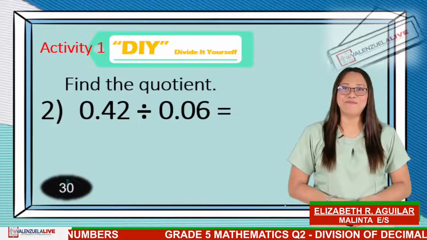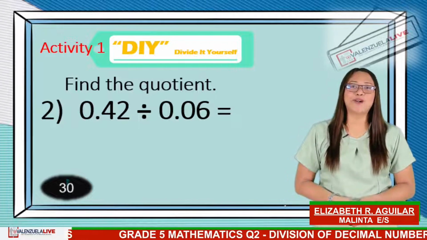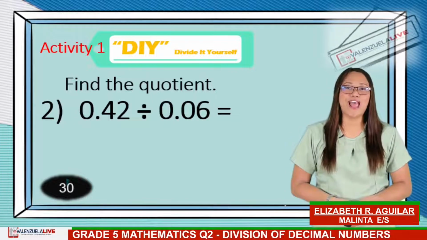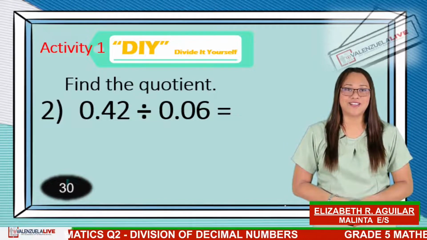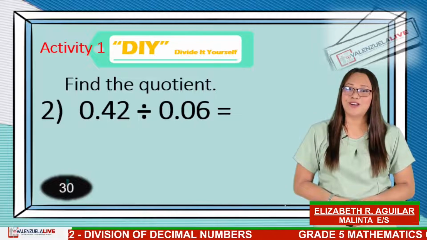Great, grade 5 mathletes. So now let's go to number 2. For number 2, we have 42 hundredths divided by 6 hundredths. Okay, I will give you 30 seconds.